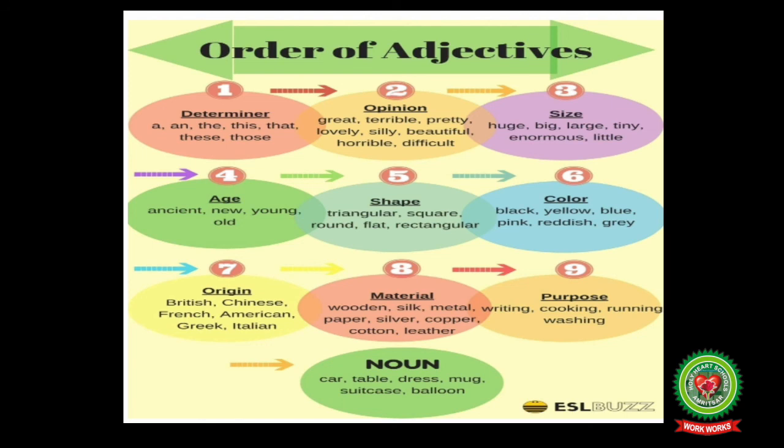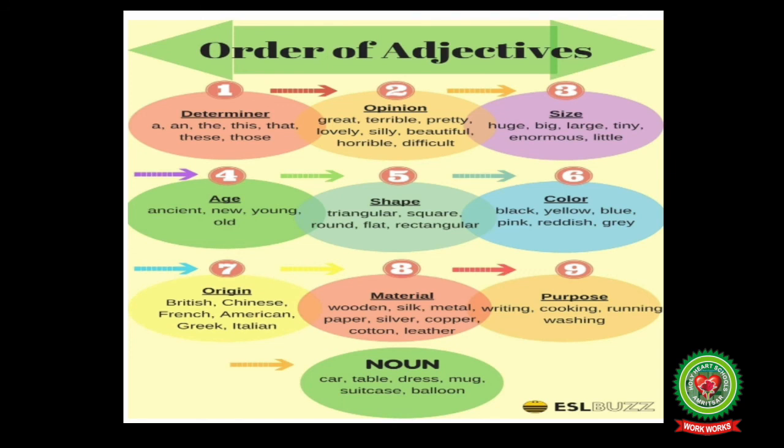So students, from this we come to know about the order of adjectives. Number 1, determiner. Example, a, an, the, this, that, these, those. Number 2 is opinion, that is great, terrible, pretty, lovely, silly, beautiful, horrible, difficult. Number 3 is size, that is huge, big, large, tiny, enormous, and little. Number 4 comes age, which is ancient, new, young, old. Number 5 is shape. Example, triangular, square, round, flat, rectangular.